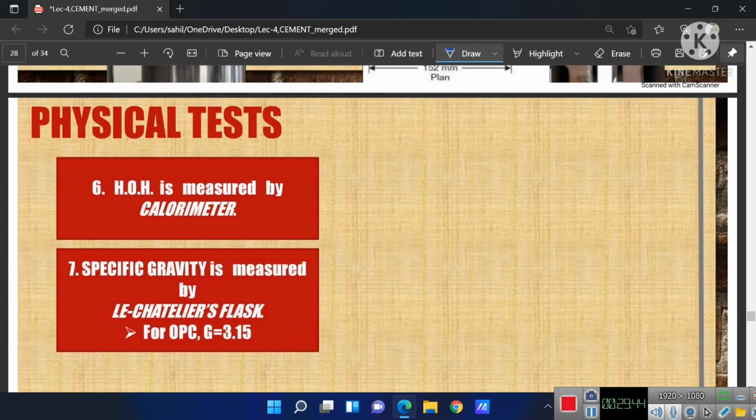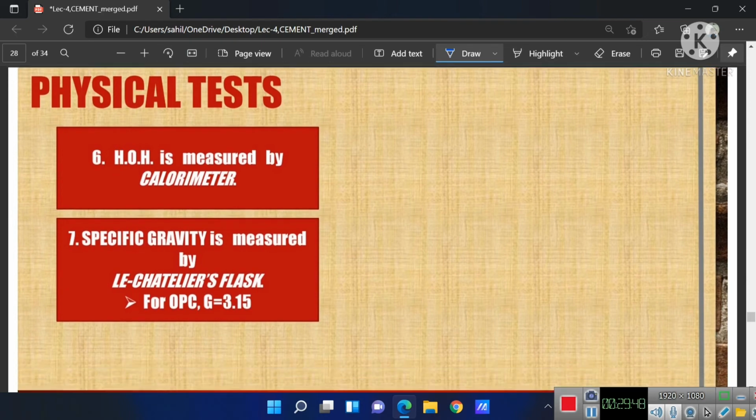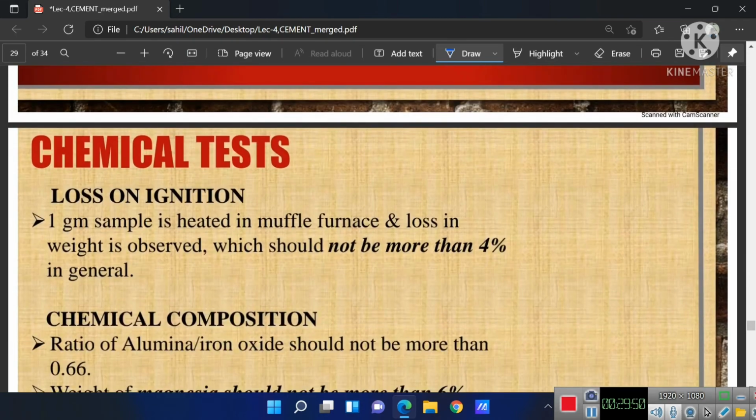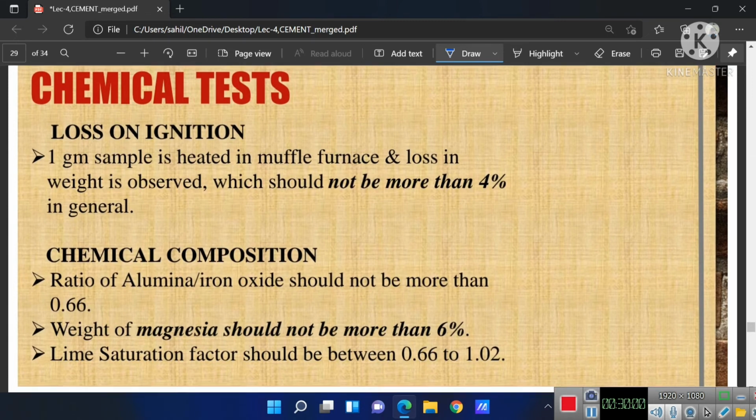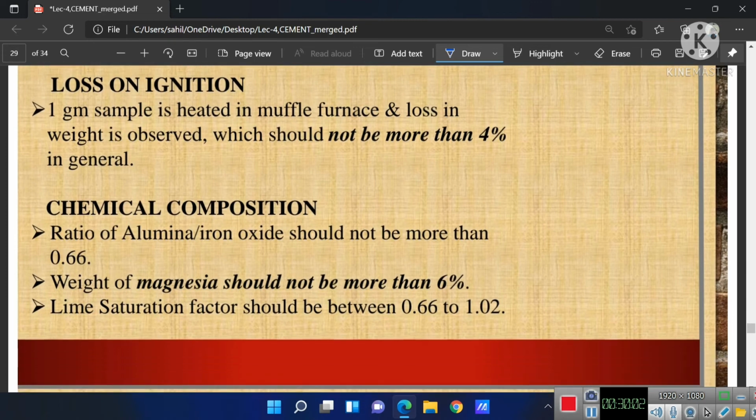Now heat of hydration is measured by calorimeter and specific gravity is measured by Le Chatelier's flask. Now chemical test. Now loss on ignition. 1 gram sample is heated in muffle furnace and loss in weight is observed, which should not be more than 4% in general. Now chemical composition.